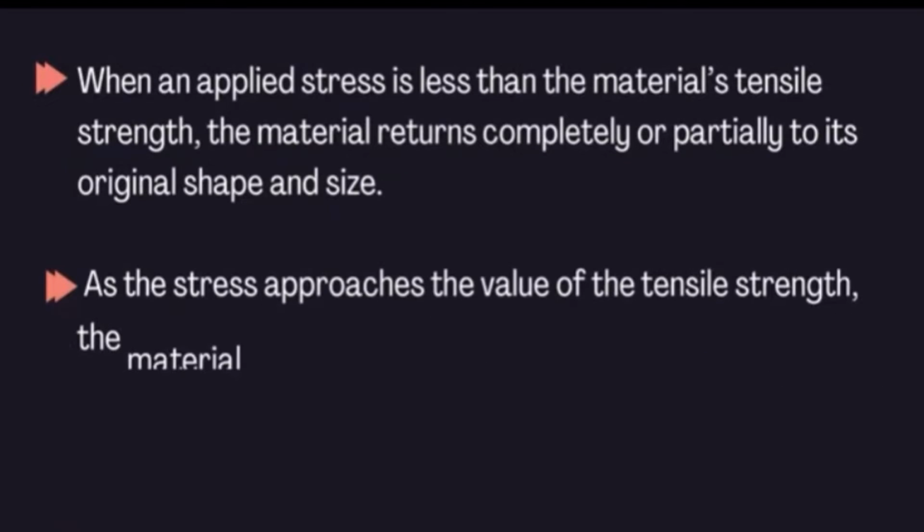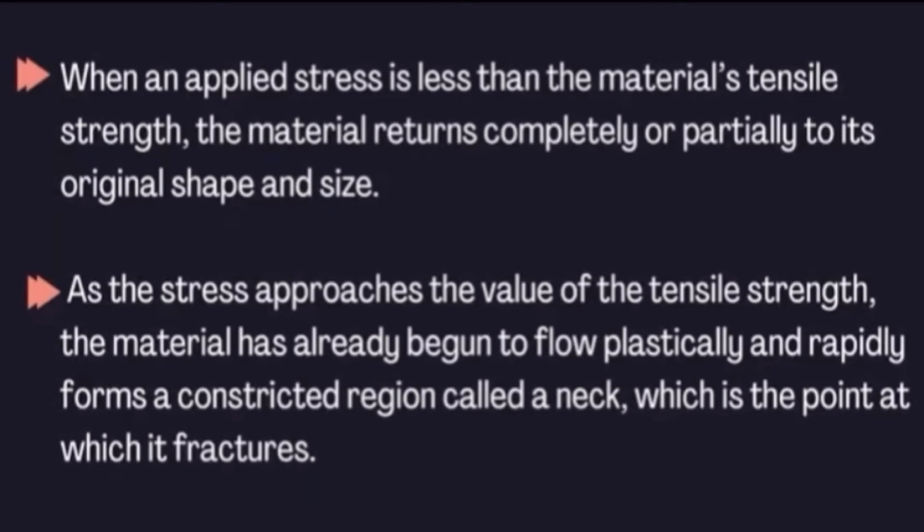When an applied stress is less than the material's tensile strength, the material returns completely or partially to its original shape and size. As the stress approaches the value of tensile strength, the material has already begun to flow plastically and rapidly forms a constricted region called a neck, which is the point at which it fractures.